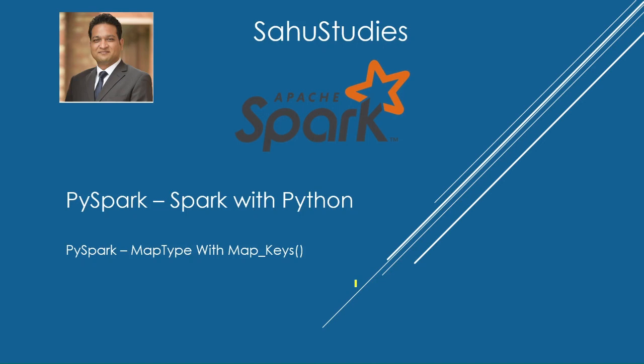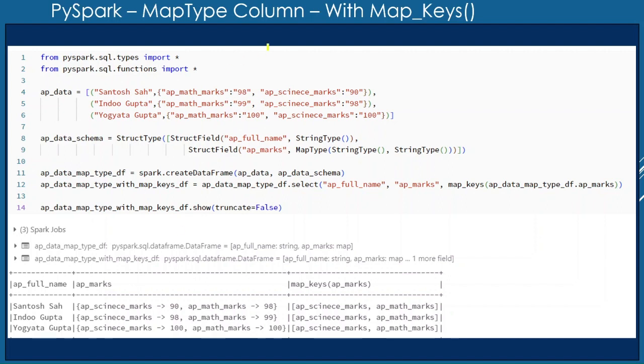In this video, we are going to see how the map key function works with a map type column in PySpark. This map key function will fetch all the keys which are present in the map type column.